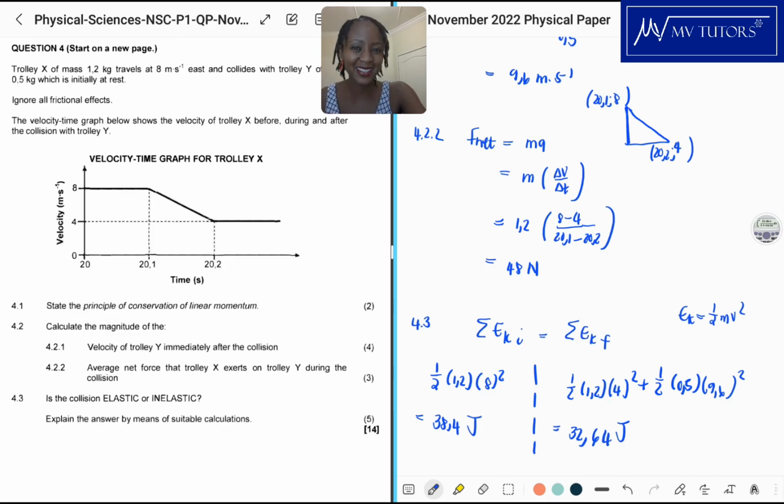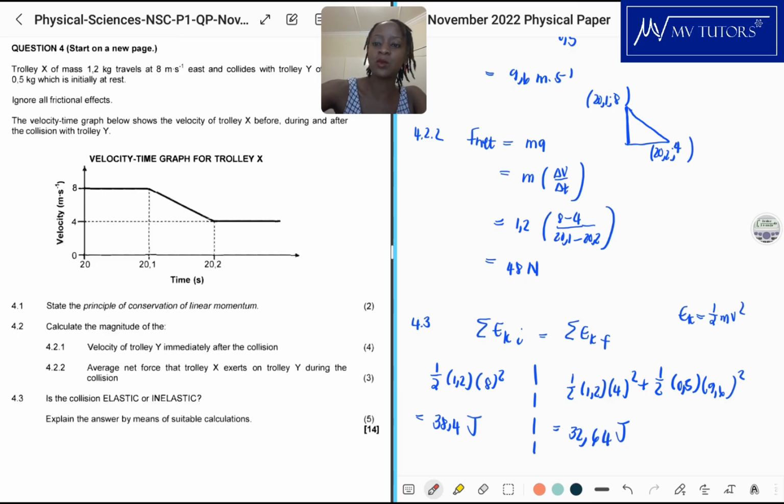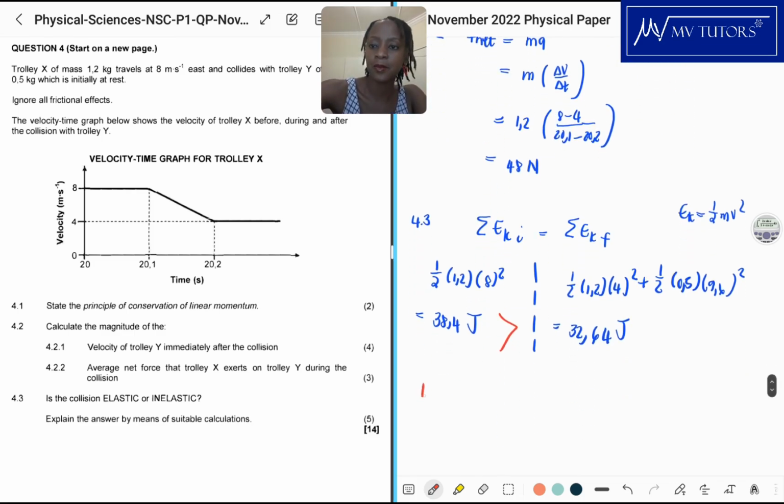I actually thought the final kinetic energy was going to be more than the initial, but they are not the same. That's what I'm trying to get at. We can see that the kinetic energy initially is way higher than the kinetic energy finally. So this is an inelastic collision. If they ask for a reason for inelasticity, we just say that it really has to do with the fact that the sum of the kinetic energy before is not equal to the sum of the kinetic energy afterwards.